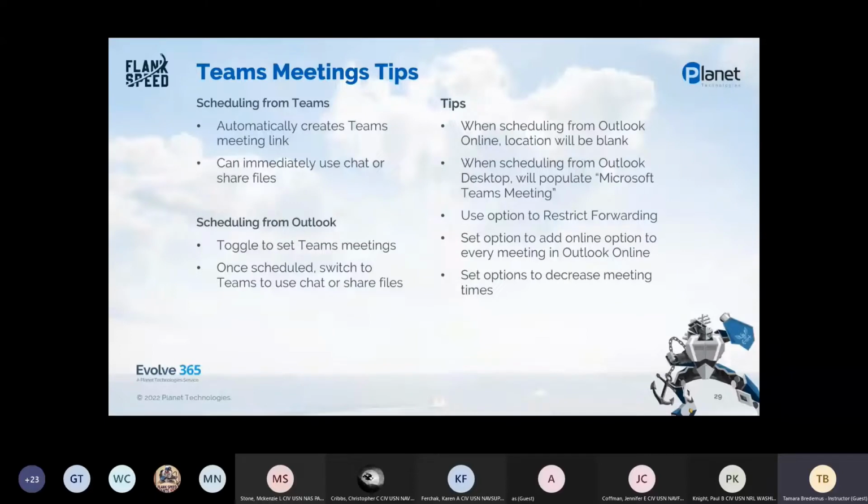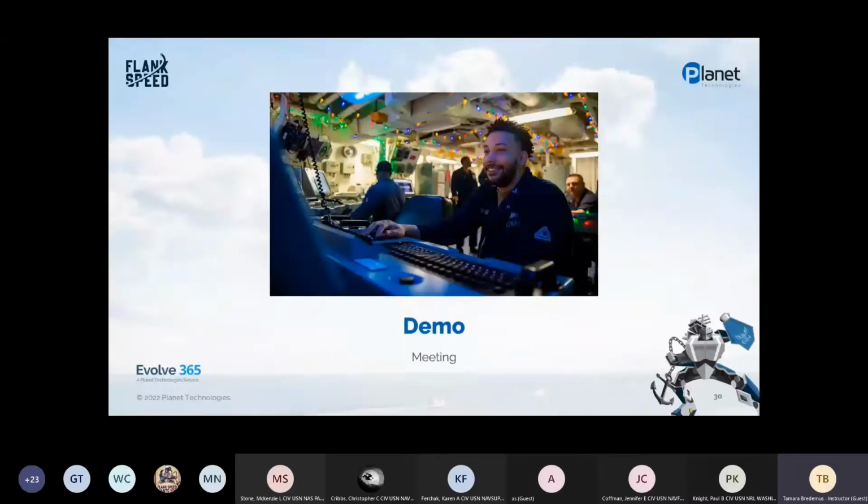When scheduling from Outlook online, the location will be blank, but you can go ahead and fill that in. Scheduling from Outlook desktop, it will populate the Microsoft Teams meeting. You can use the option to restrict forwarding. So if you want to have a private meeting and you don't want people inviting other people, you can turn off forwarding. And set the option to add an online option to everyone in the meeting to Outlook Online. And then also set options to decrease meeting time. So you can set it up so that your meeting only runs, say, 50 minutes or 55 minutes.